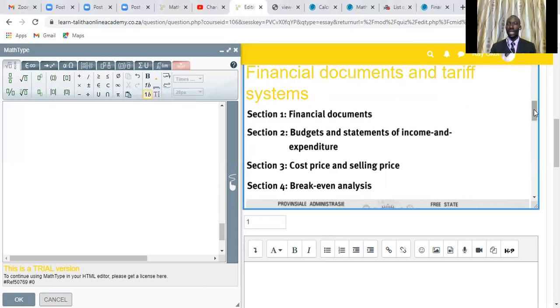Well, we could go ahead and look at one other activity on this concept of financial documents. Then later, in the next series of lessons, we will be breaking these discussions of financial documents and tariff systems into budgets, that is starting with financial documents, then budgets and statements of income and expenditure, then cost price and selling price, and also break-even analysis.